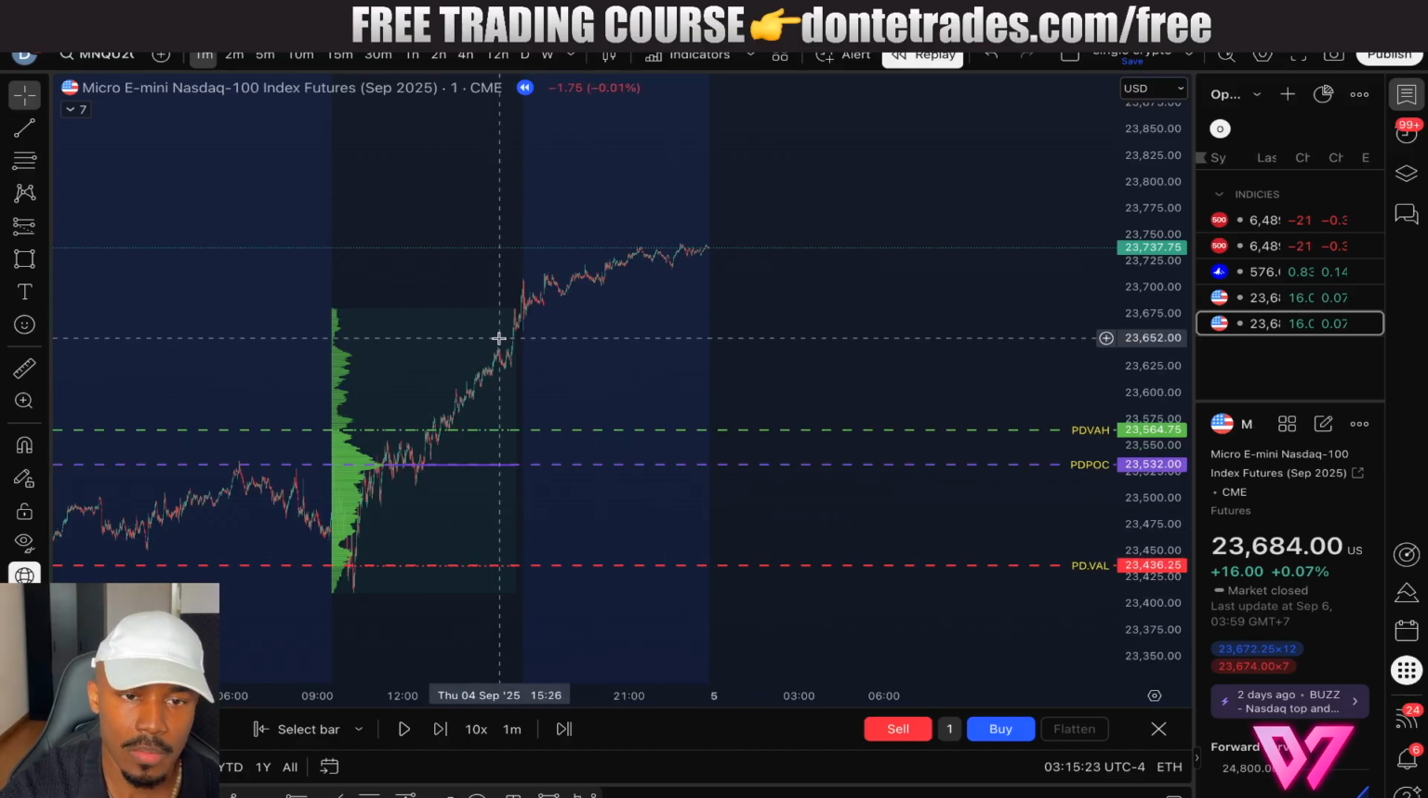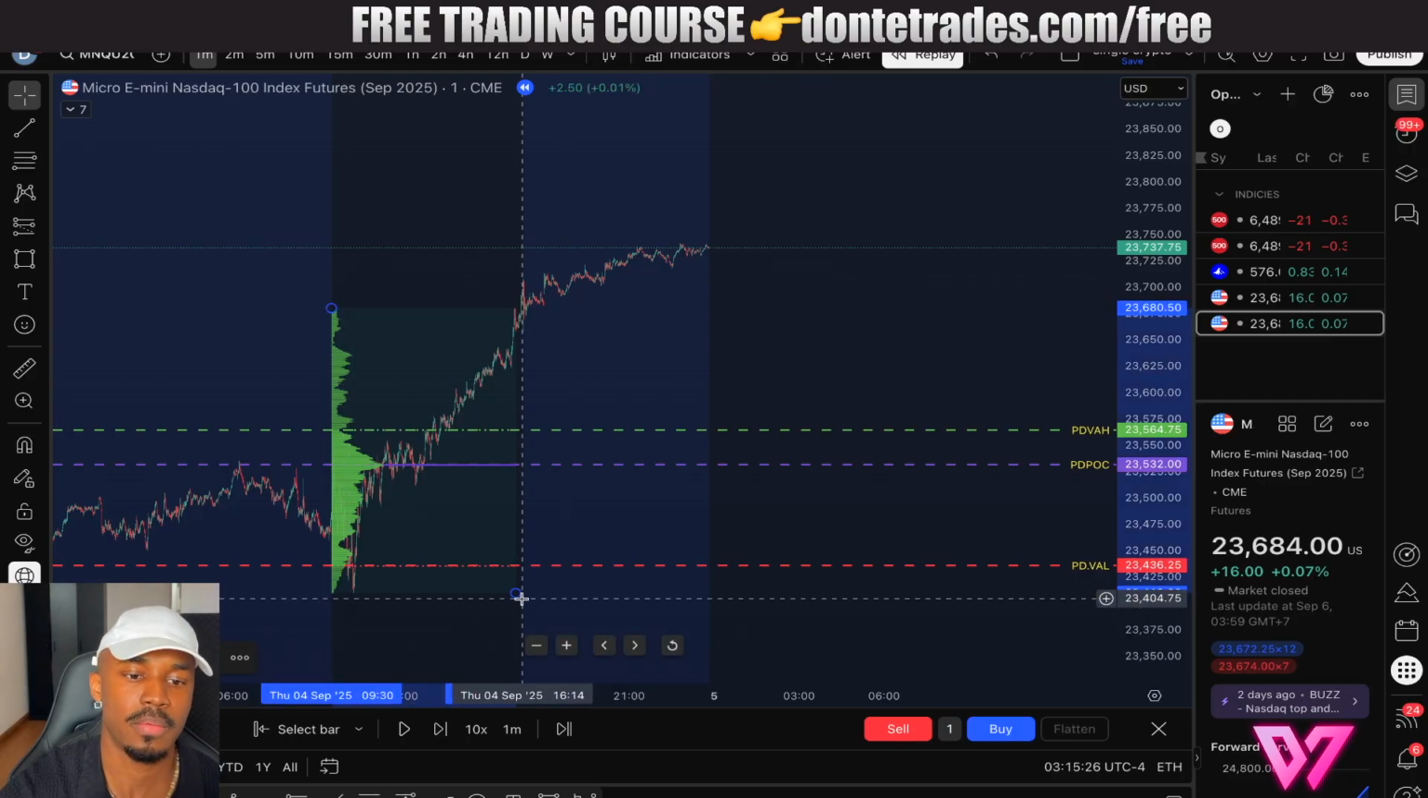So that's how you always draw, no matter what session I'm trading. I'm always going to draw the previous day levels because these are just key levels that you see really strong price reactions off of.